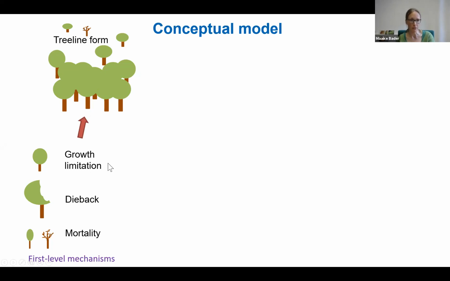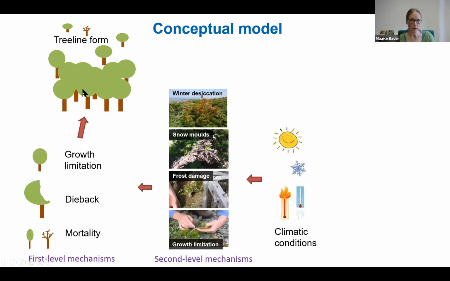One is growth limitation, so how fast do the trees grow, or can they grow at all? Another is dieback, so biomass being lost, usually because of different stresses. And another one is mortality. And a lot of the mortality will be seedling mortality, but of course, sometimes you also have adult trees that can die. And these three processes we are calling first level mechanisms. So they are really the basic things that happen that form a tree line. Of course, they don't happen just like that. These processes are influenced by different second level mechanisms.